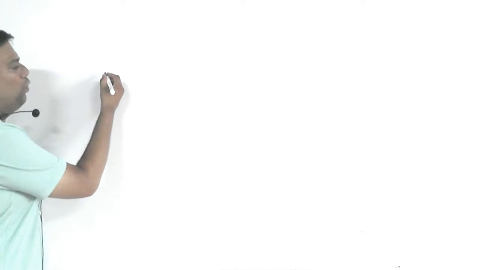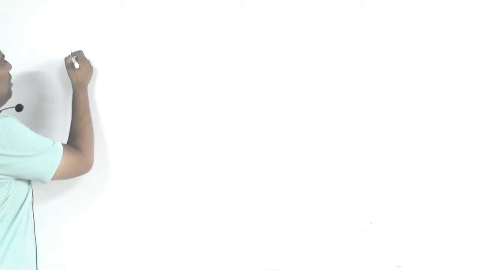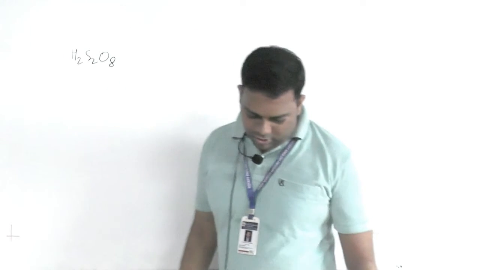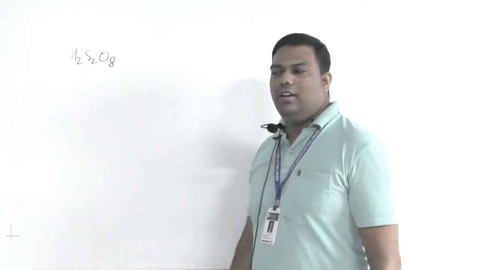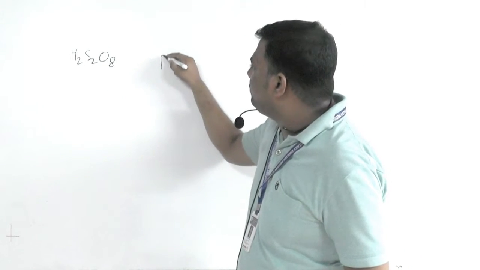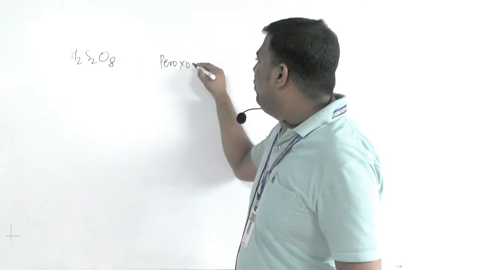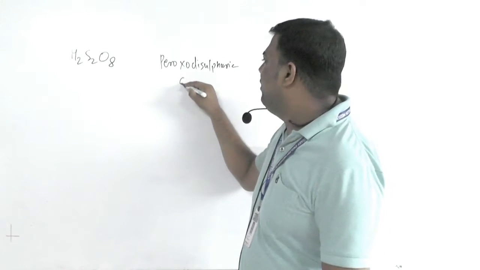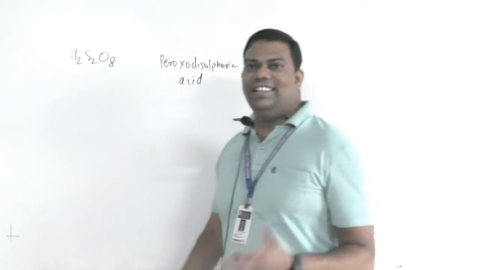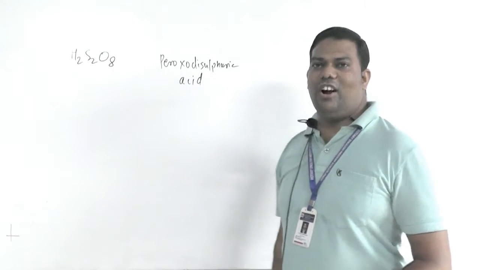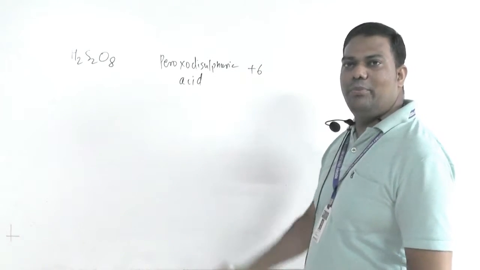I hope you are writing this H2S2O8 next year, beta. H2S2O8. It is peroxodisulfuric acid. In this also, the oxidation number of sulfur is +6. I hope you understood this.